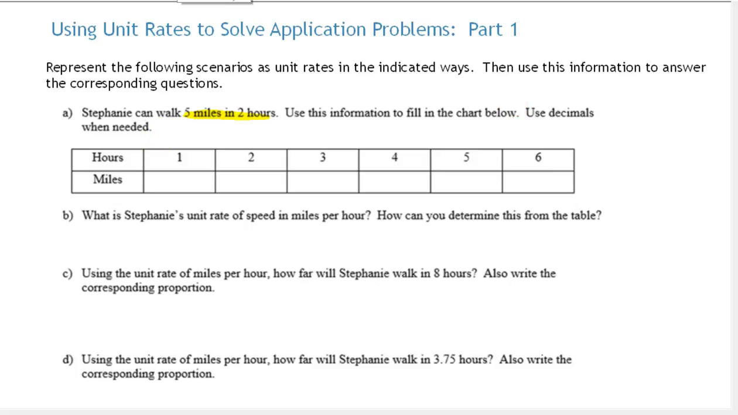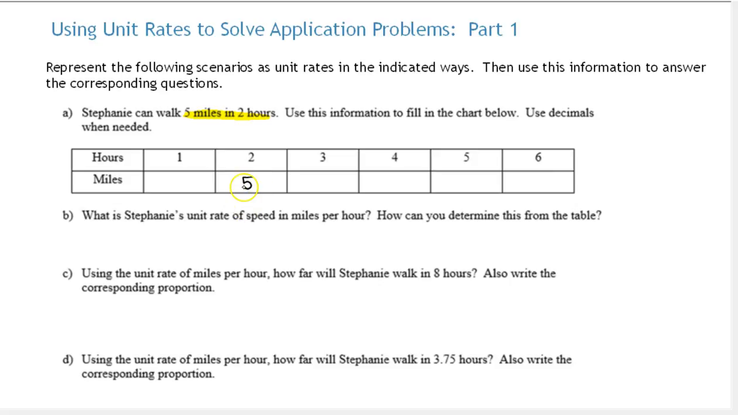So, let's take a look at this chart. The first row is representing hours. And notice we have 1, 2, 3, 4, 5, 6. And we want to fill in the corresponding amount of miles. So we're given that in 2 hours she can walk 5 miles. So I'm going to fill that in.